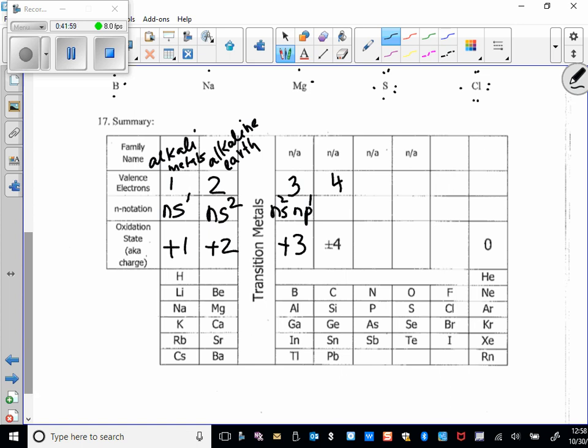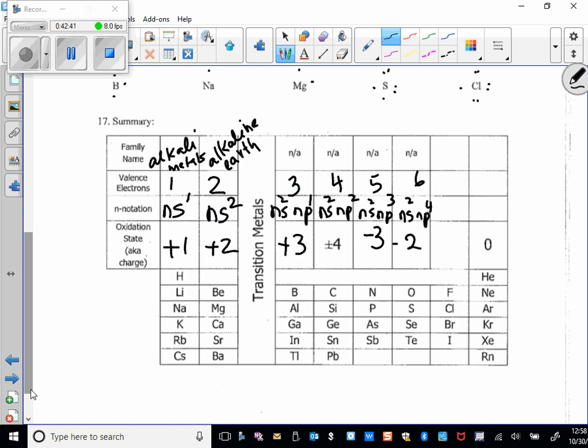Group 14 is 4 valence electrons. It will be NS2 and P2. Now 8, half of 8 is 4. So it will be a plus or a minus. The next is 15, which is 5. So it's NS2 and P3. They will have 5, so they will gain 3 more. -3, 6. So it's going to be NS2 and P4. And it's going to be what?